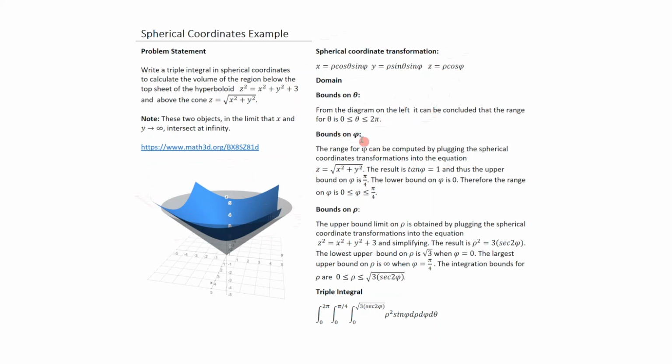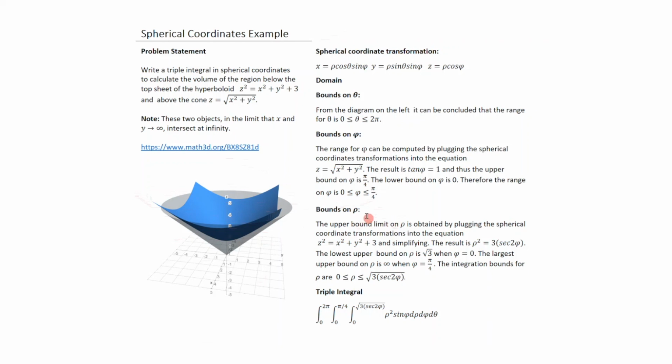It's a full circle. Bounds on phi: the range of phi can be computed by plugging the spherical coordinate transformations into the equation z equals the square root of x squared plus y squared. You plug in the x and y terms, and you plug in the z term. If you simplify, you end up with tan phi equals 1. From this, it's obvious that the bound on phi will be pi over 4. Pi over 4 is measured from the z-axis, so from here to there. That actually is the cone. The lower bound on phi will be 0, so we're sweeping from here all the way down to here. That means the range on phi is from 0 to pi over 4.